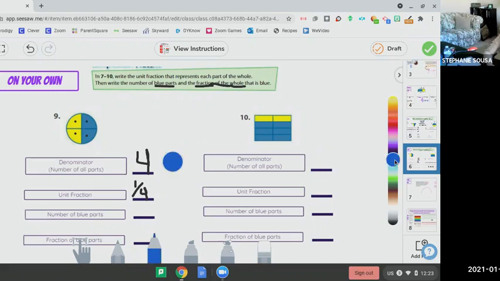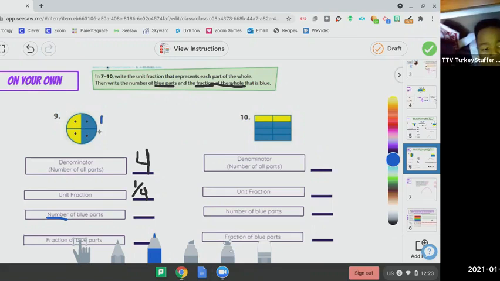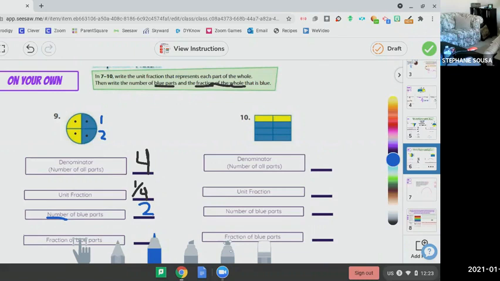Number of blue parts. There are 2. 1, 2. 2 parts are blue. Okay. Fraction of blue parts. Here's where the mistakes were. 2 parts are blue. There are 4 parts.